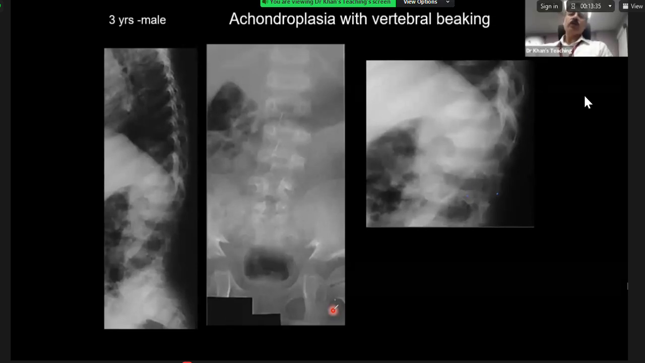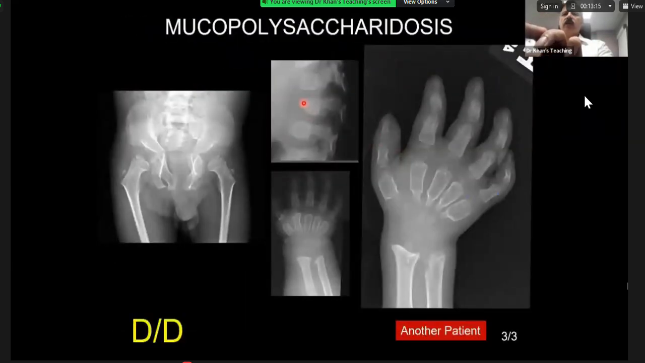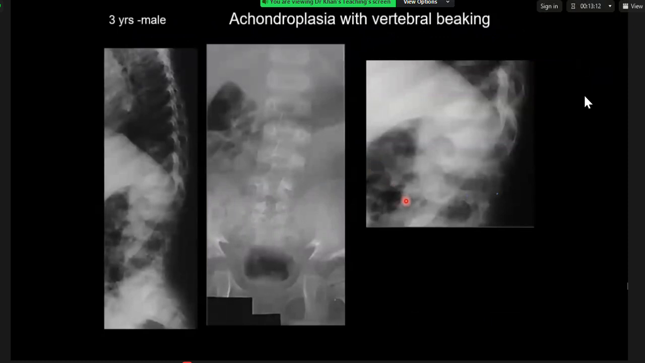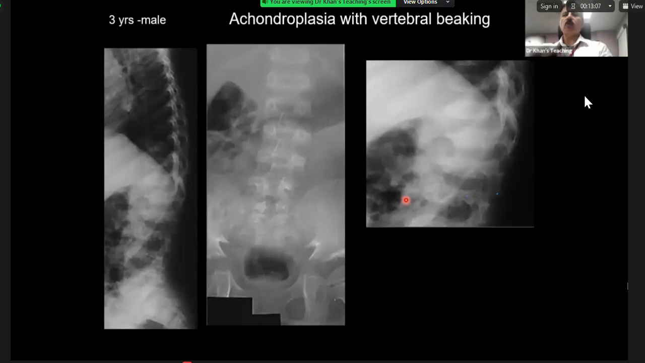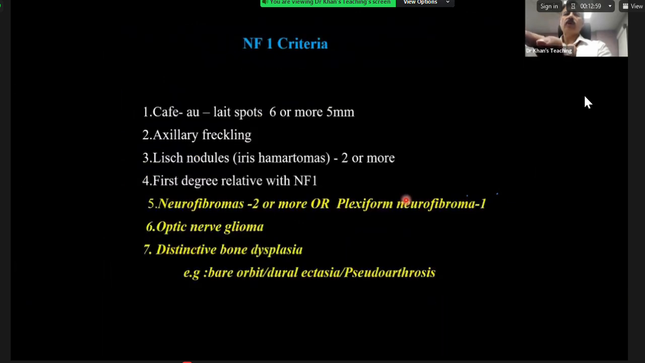So what I wanted to show in this case, that this anterior beaking of vertebra, please remember, beaking can be in the central portion, beaking can be in the inferior portion, which was the last case. You see this beaking here, it's inferior. Not specific just for one thing. It can be seen in achondroplasia, it can be seen in what we call mucopolysaccharidosis. So that was the main point.